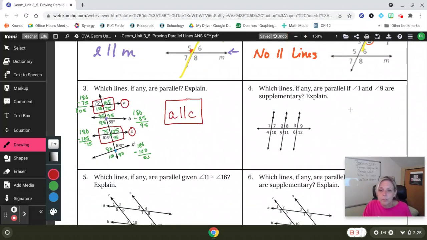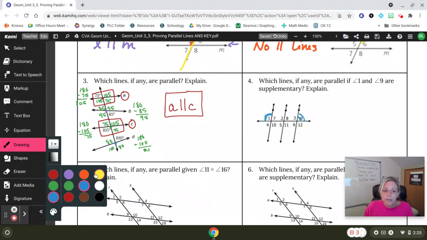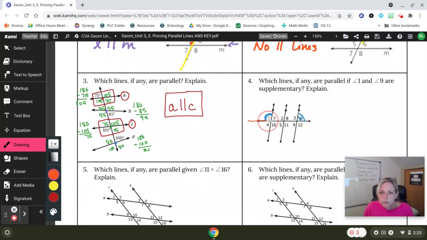Okay, number 4 again says, which lines, if any, are parallel if angle 1 and 9 are supplementary? Okay, so let's find angle 1. So we have this angle here, and angle 9 is supplementary. So they're not congruent. So I'm going to put 2 arcs instead of 1. Okay, now I have to find my transversal. And my transversal is this line here because it's the one line that touches both angles.